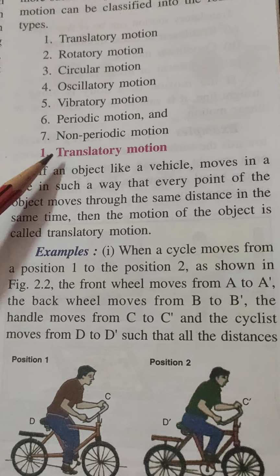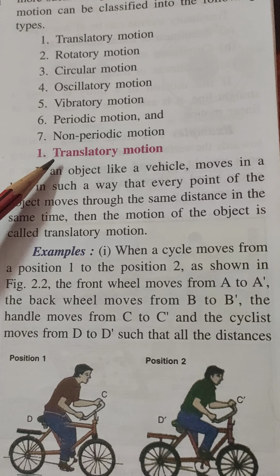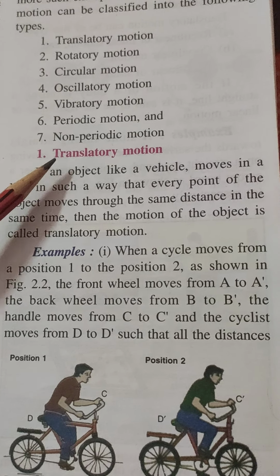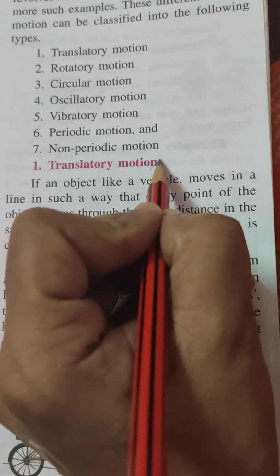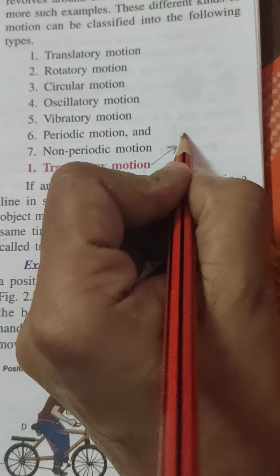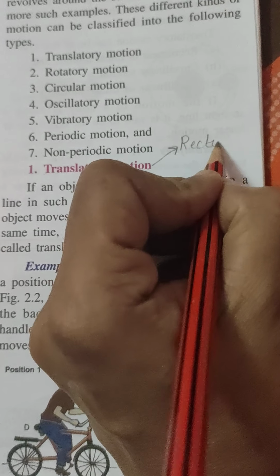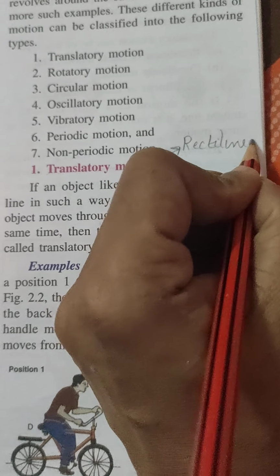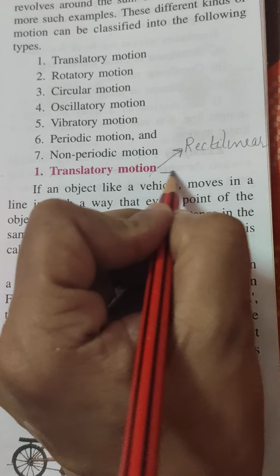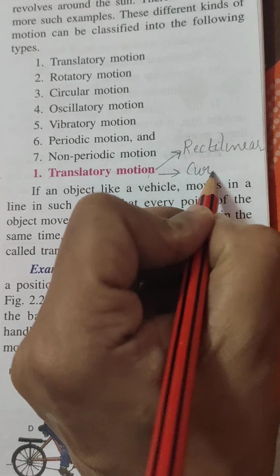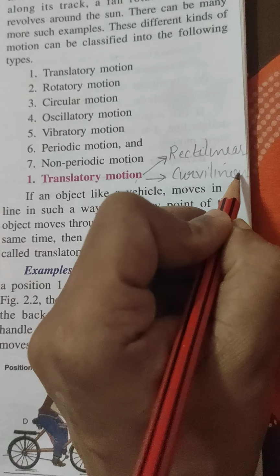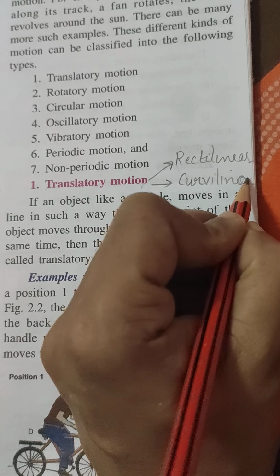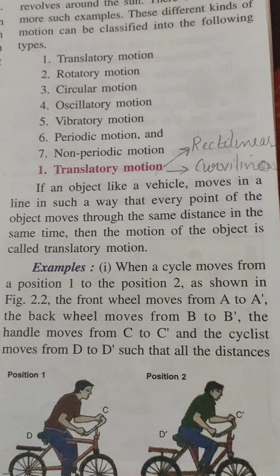This motion is again divided into two types. What are those two types? One is rectilinear motion and another one is curvilinear motion. There is one more type of it, that is random motion, that you don't have to do.